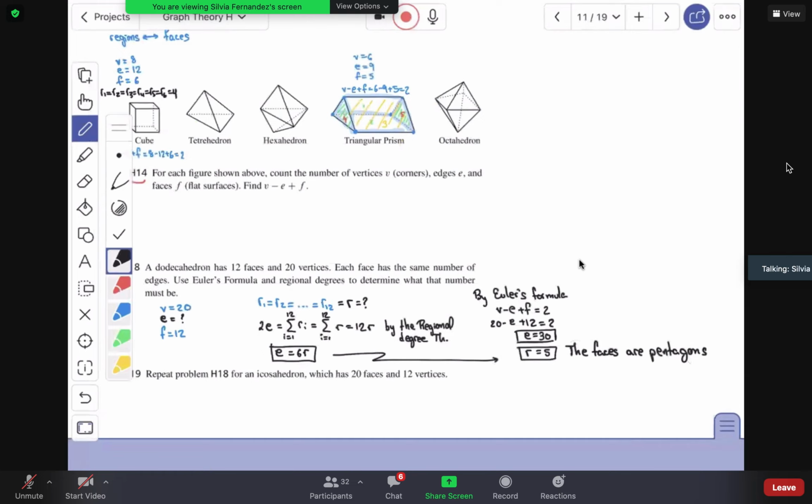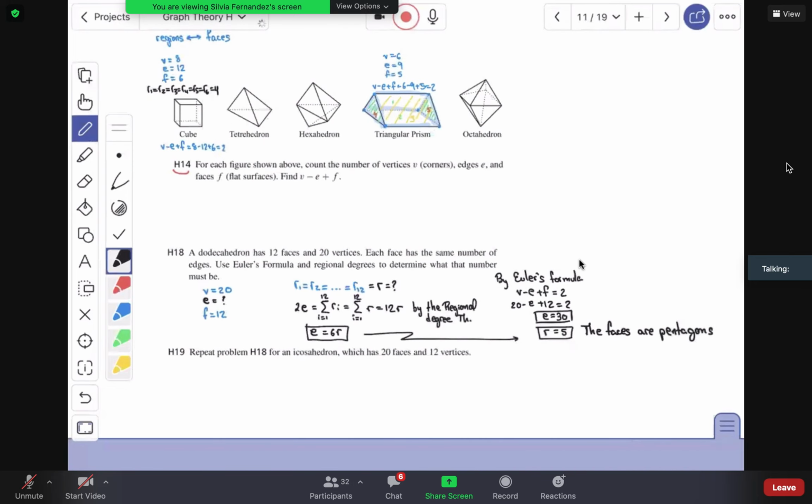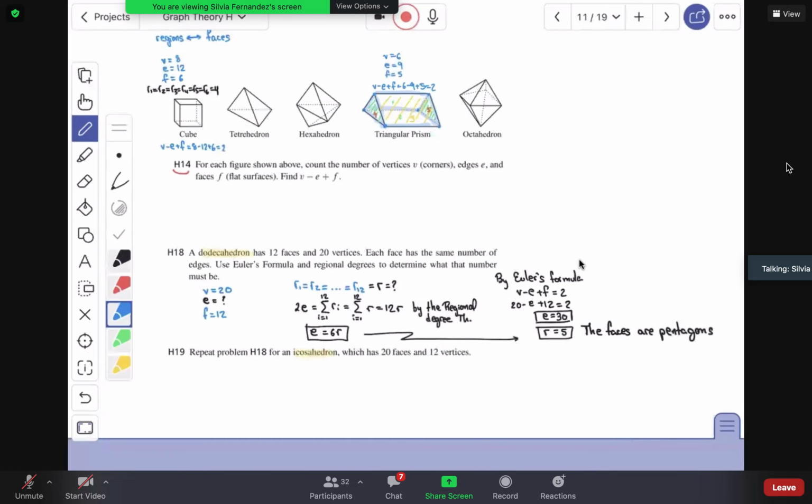And there are 30 edges, 12 pentagons altogether, 20 vertices. That's a dodecahedron. And then it says repeat this for the icosahedron. The icosahedron is the dual of the dodecahedron. You'll see what I mean.